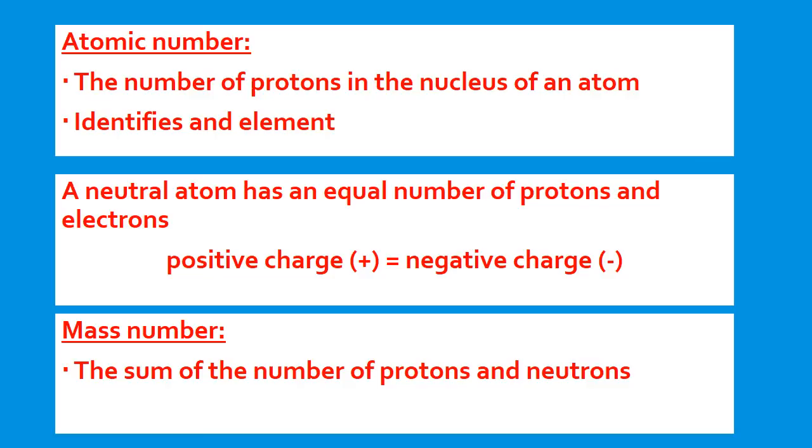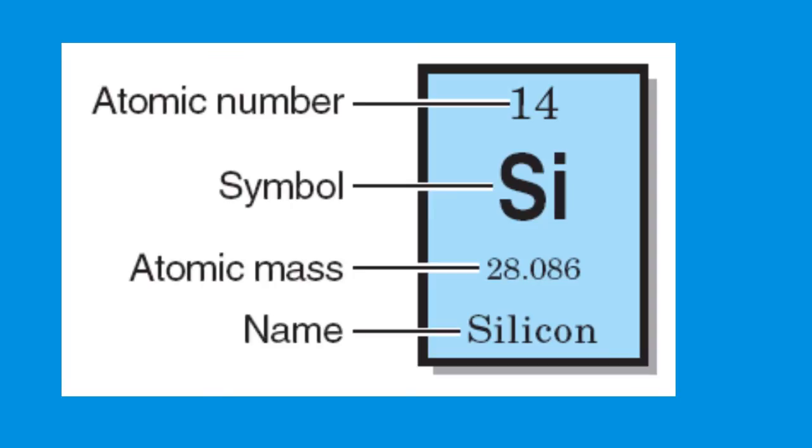An atom is neutral because we have equal amounts of protons and electrons. And the mass number is the sum of protons and neutrons. So when we look on the periodic table, this is what we actually see an element symbolized as. We have the atomic number on top of the element symbol. The atomic mass, which we will discuss at a later time, is at the bottom, and sometimes you see the name underneath the atomic mass.